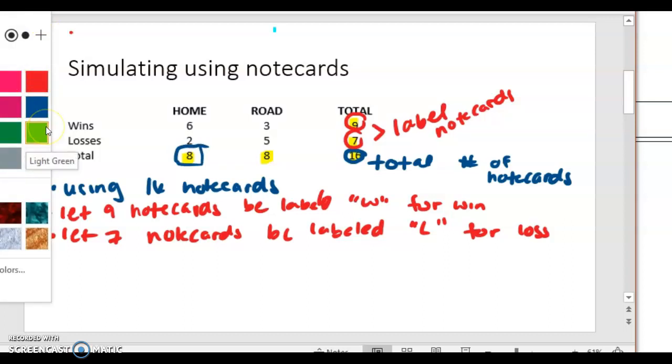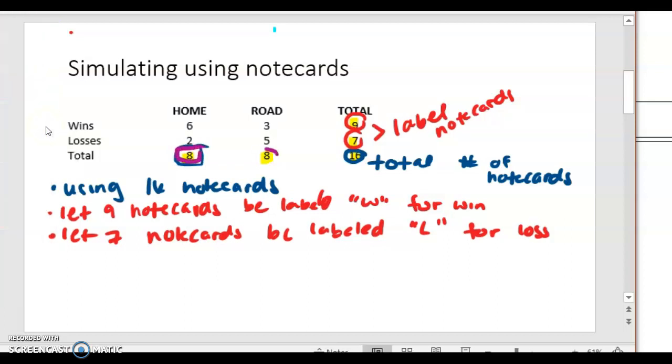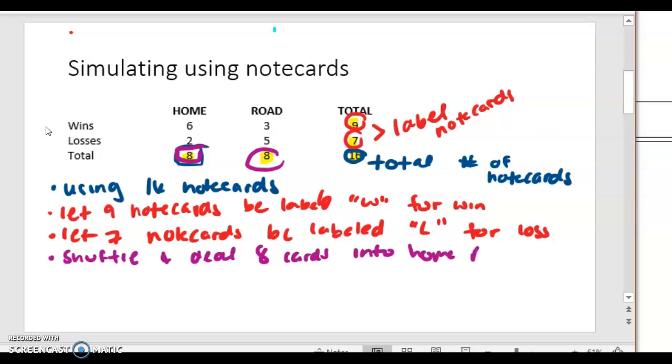So let's change the color. I don't want to use the same color, so purple. All right. So I'm going to say shuffle and deal 8 cards for home or into the home pile and 8 cards into the away pile. And it's okay for all these numbers to be different. I could have played 10 home games and 15 road games. They can all be different.